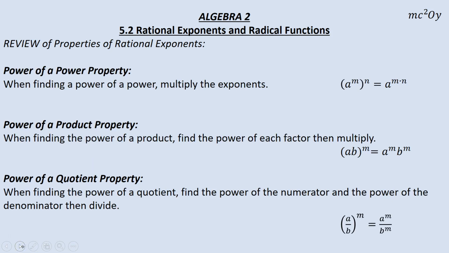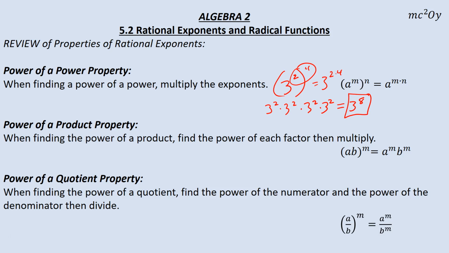Now let's go ahead and finish up the review here. Power of a power: when finding the power of the power, multiply the exponents. Say you have 3 to the second, all to the fourth. That would really mean you have 3 squared times 3 squared times 3 squared times 3 squared, which if we add those, we get 2 plus 2 plus 2 plus 2, or 3 to the 8. Well, the quick way is just say 3 to the 2 times 4.